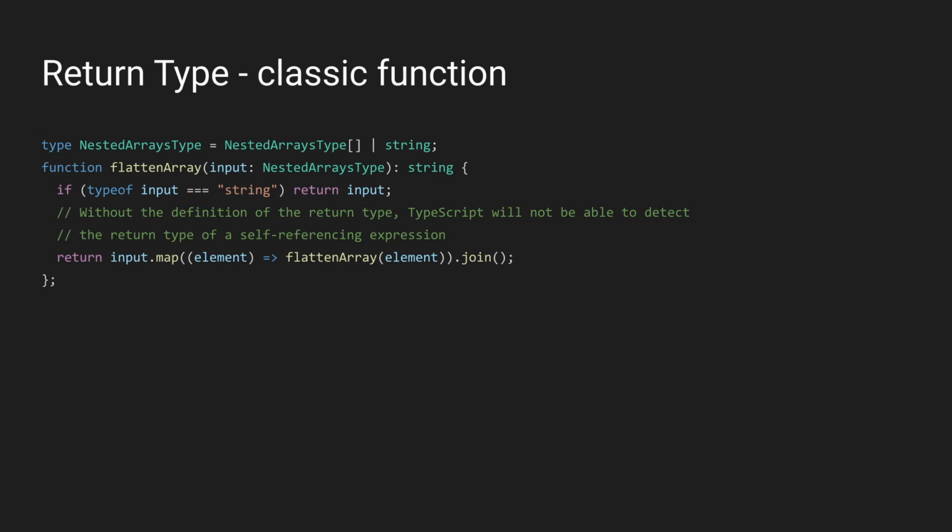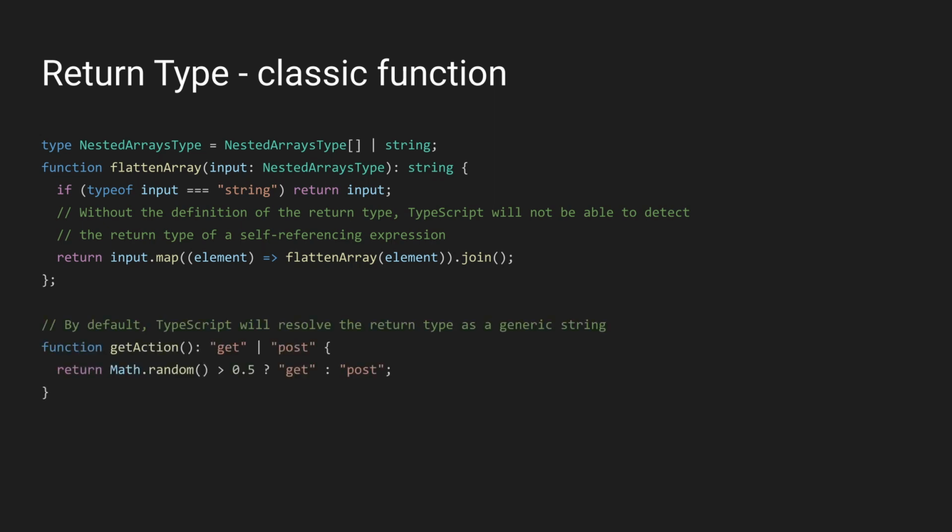There are two exceptions to this rule. The first exception is the case of a recursive function, where the return type depends on itself. Therefore, we must assist TypeScript in defining it. The second situation is when the return type must be more specific than the one that is inferred. Here we have an example of a function that, by default, will be treated as returning a string. However, we intend to return a union containing two specific actions, so we manually define the return type.